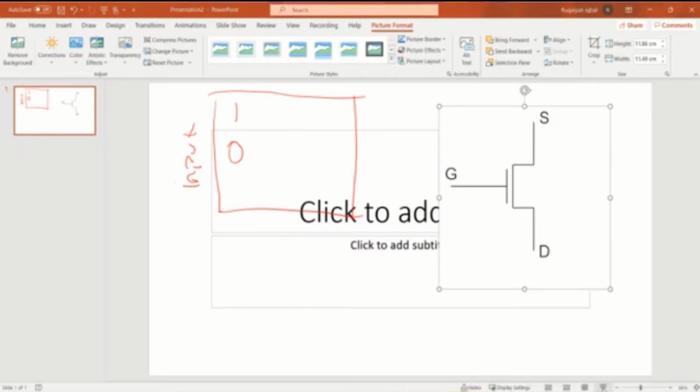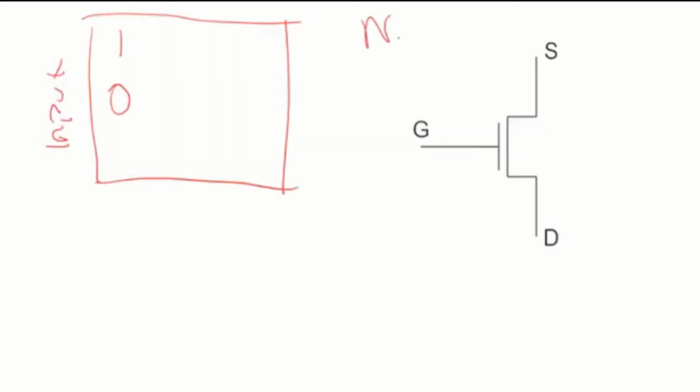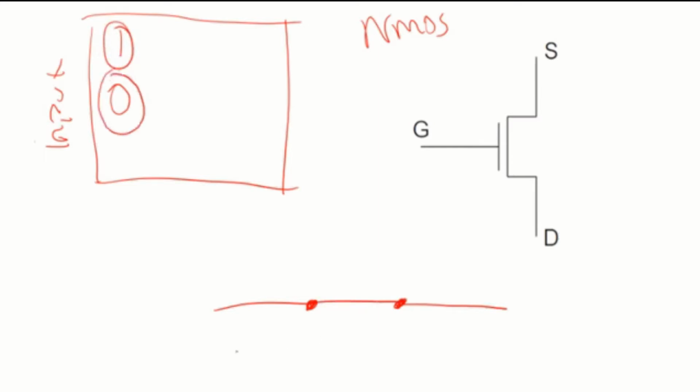Not CMOS, sorry, NMOS. This is NMOS. So essentially all this is a switch. I don't know if you guys ever did physics, but this is a switch. When the input is 1, the switch is closed. When the input is 0, the switch is open. That's it. And then PMOS is a bit different.